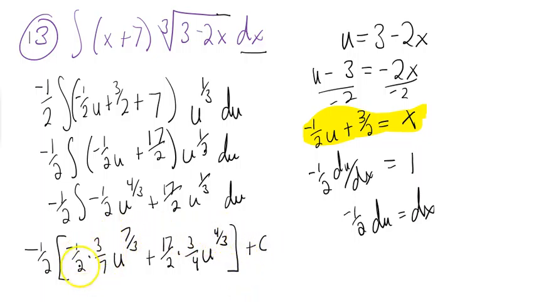Now, you're probably not going to see this. You're going to see the simplified version. So you want to make sure that you can multiply those correctly. If you multiply the negative 1/2 and the 3/7, you get the negative 3/14. And then if you multiply the 17/2 and the 3/4, you get 51/8.